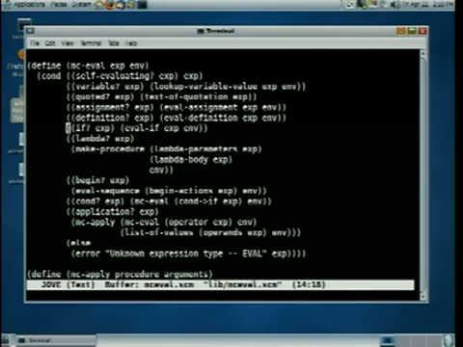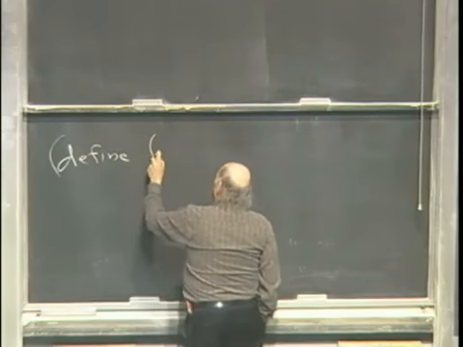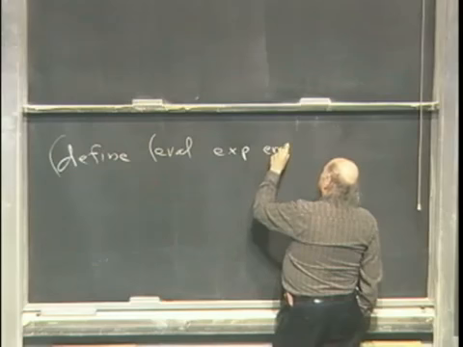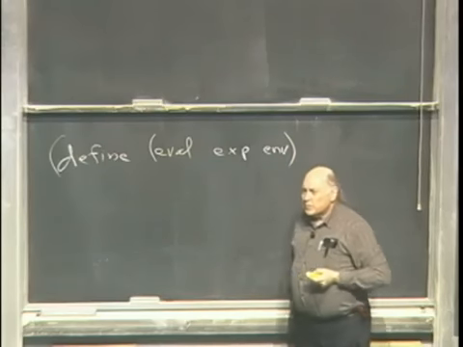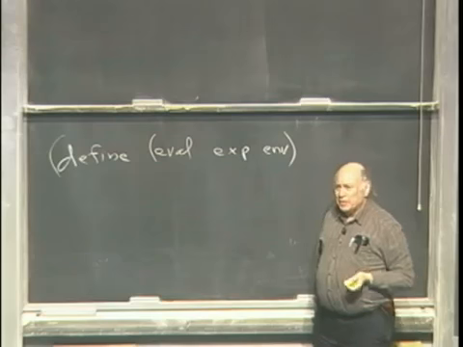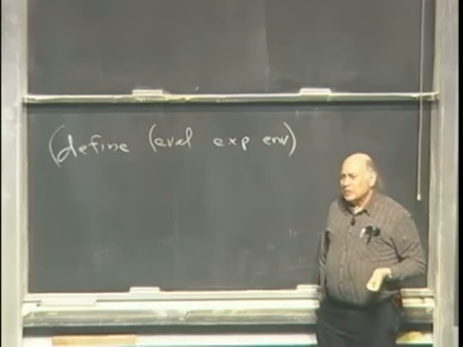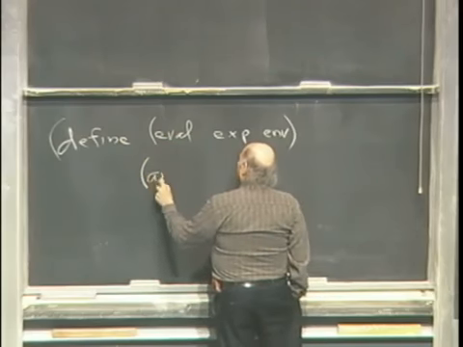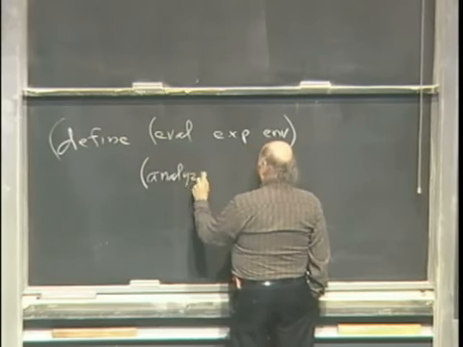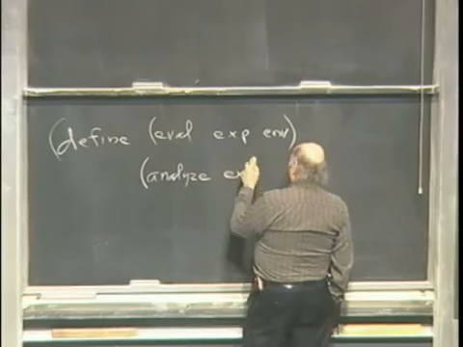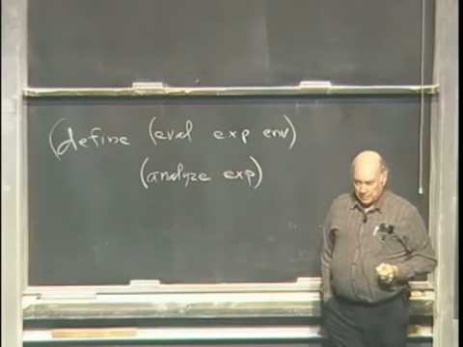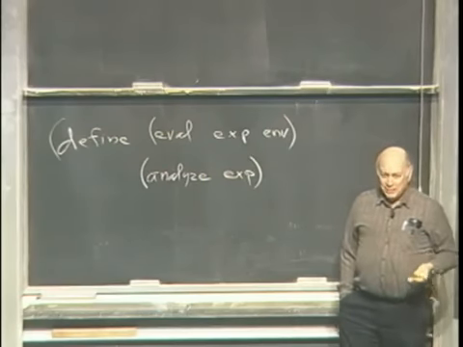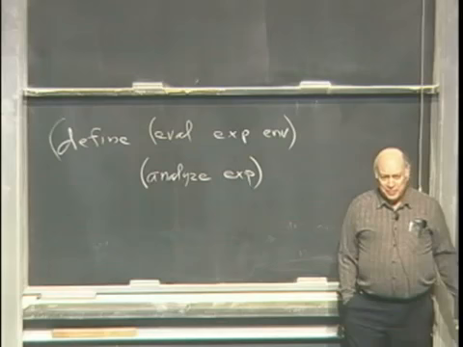I'm going to say define evaluate expression in an environment. Now, here's where we take advantage of the fact that we're using Scheme, which has first-class procedures, as our implementation language. Because I'm going to call analyze of just the expression. So analyze does the analysis part, the part that we can do without knowing the value of num. In other words, without an environment.